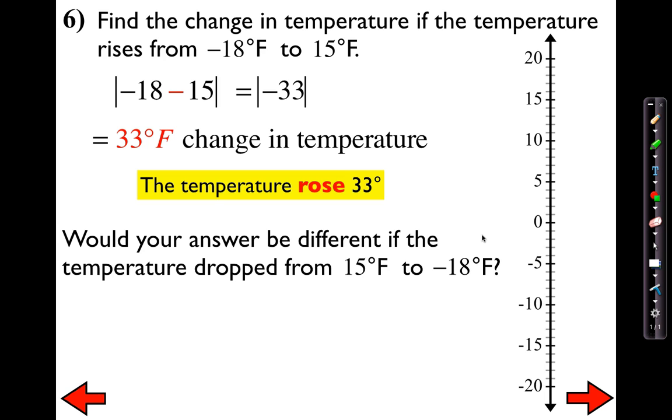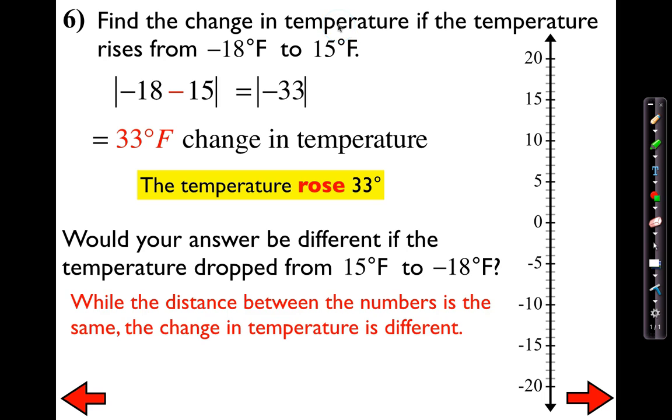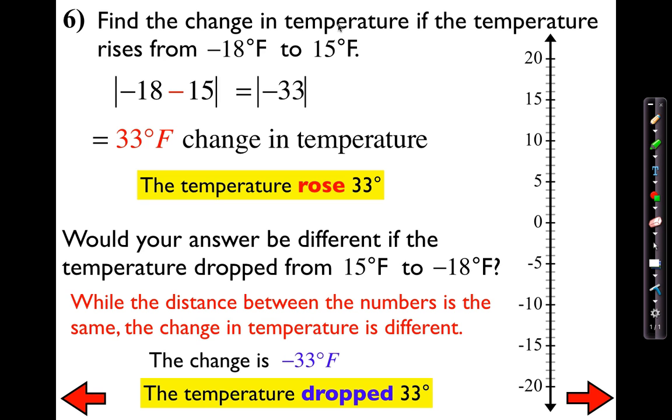But let's think a little bit more about this. Would your answer be different if the temperature dropped from 15 degrees Fahrenheit to negative 18 degrees Fahrenheit? So what if these two numbers flopped? Well, while the distance between the numbers is going to be the same, the change in temperature is different. So the change is negative 33 degrees Fahrenheit, which would mean the temperature dropped 33 degrees instead of it rose 33 degrees. So there is a difference because going from 15 to negative 18, it does drop. And going from negative 18 to 15, it did go up.